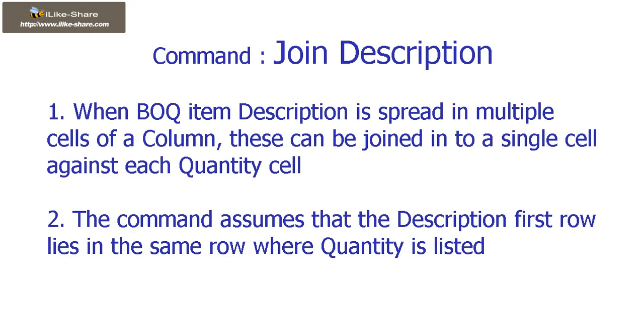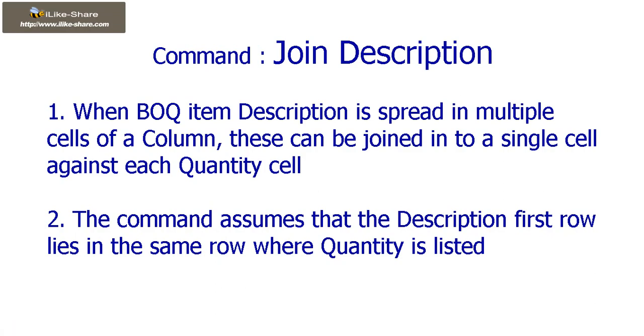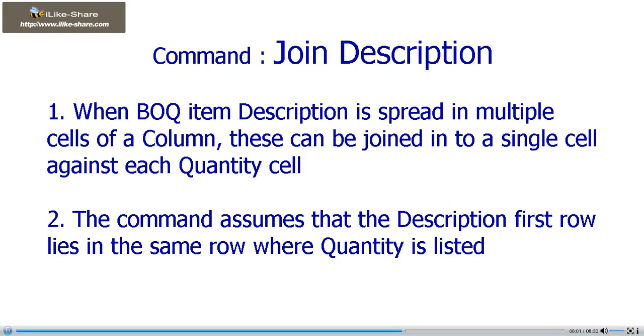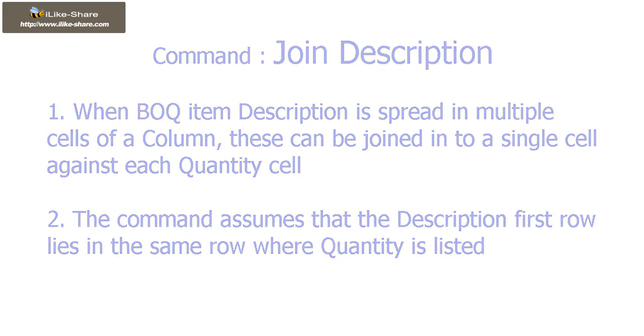When BOQ item description is spread in multiple cells of a column, these can be joined into a single cell against each quantity cell. The command assumes that the description first row lies in the same row where quantity is listed. Joining continues until one cell above the next quantity row.